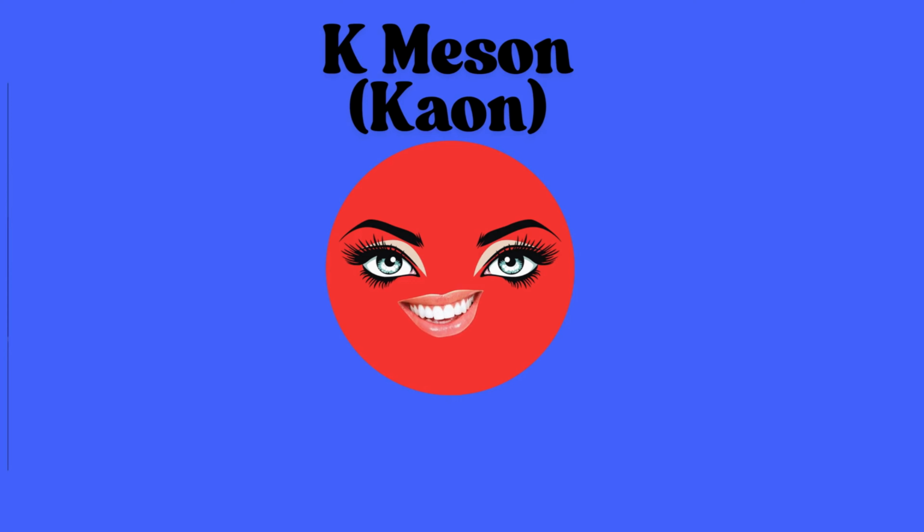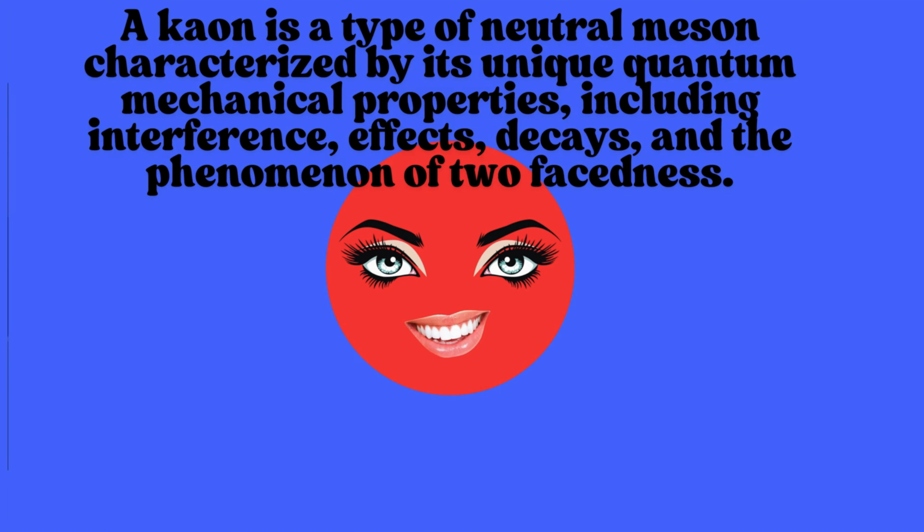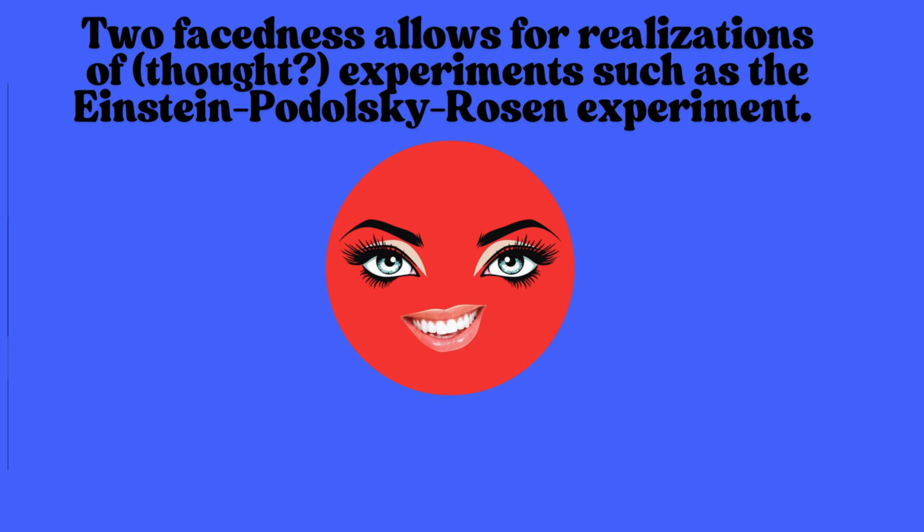I am a K meson, but call me a kaon. I am a composite particle composed of a strange quark and an up and down quark. Let's keep talking about me, so we do not stop our work. I am a type of neutral meson characterized by my unique quantum mechanical properties, including interference effects and decays, and the phenomenon of two-facedness, which allows for realizations of thought experiments, such as the Einstein-Podolsky-Rosen experiment.